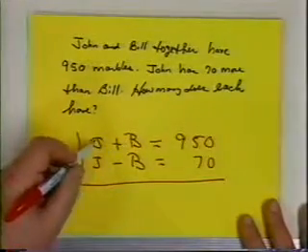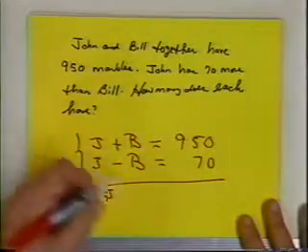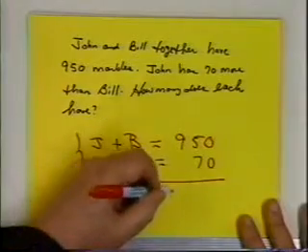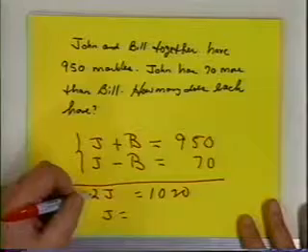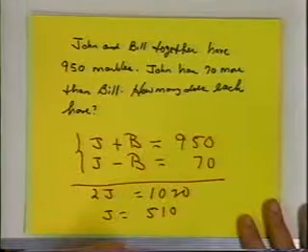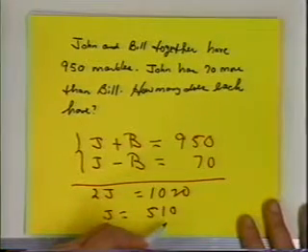When we add, the 1J and the 1J becomes 2J's. The B and the opposite of B drop out. 950 and 70 is 1,020. Then divide by 2 to find J. That's going to be 510. And that's 70 more.